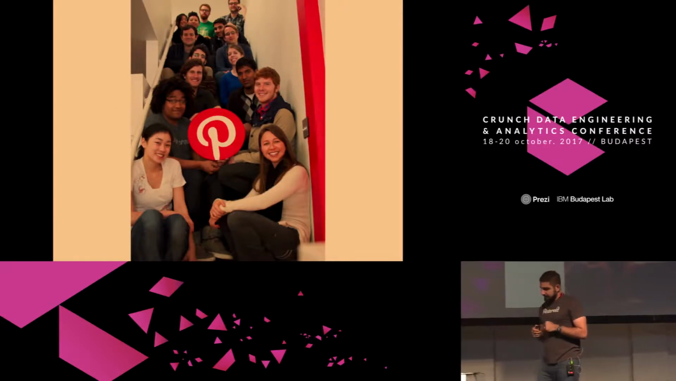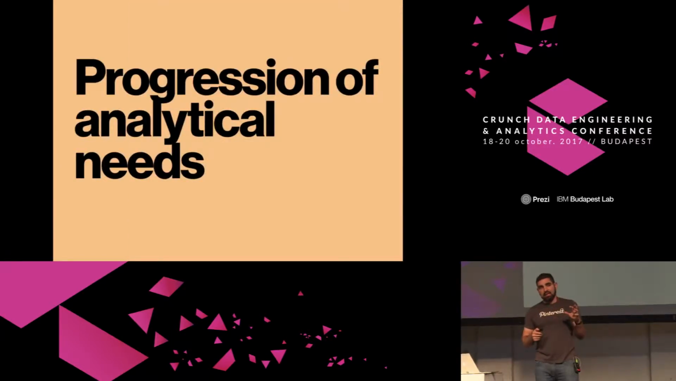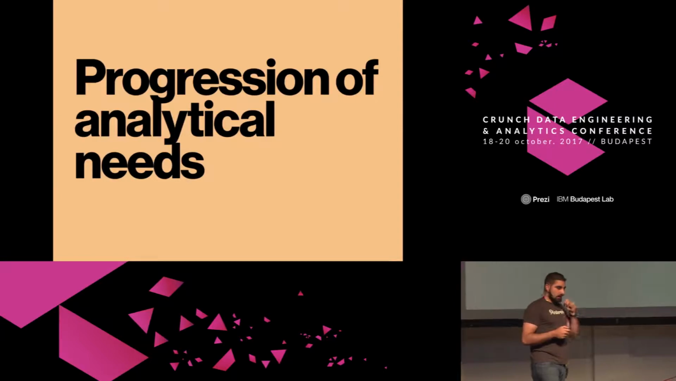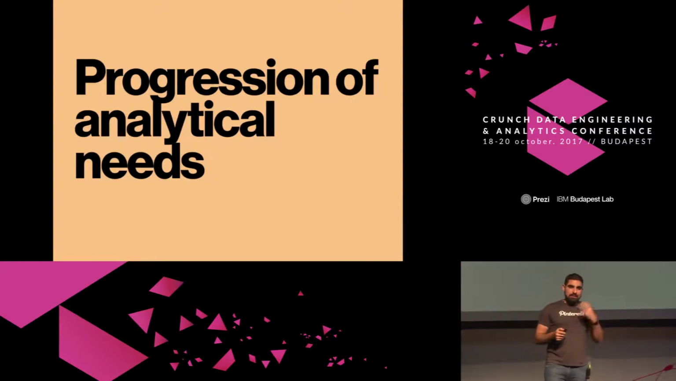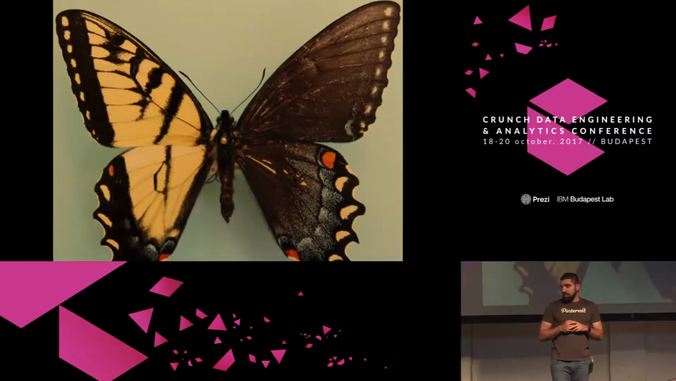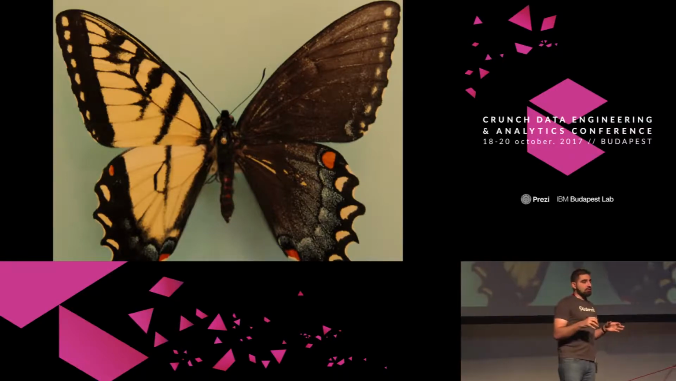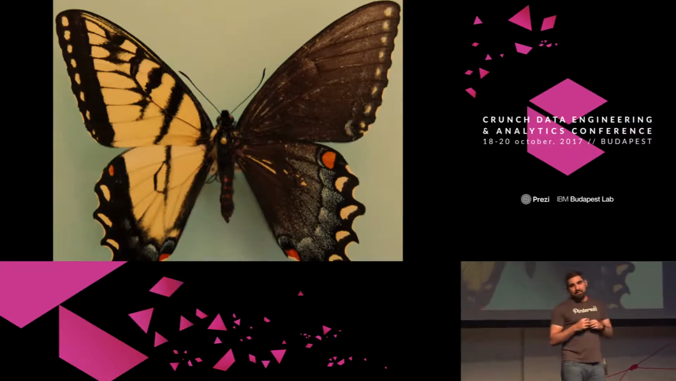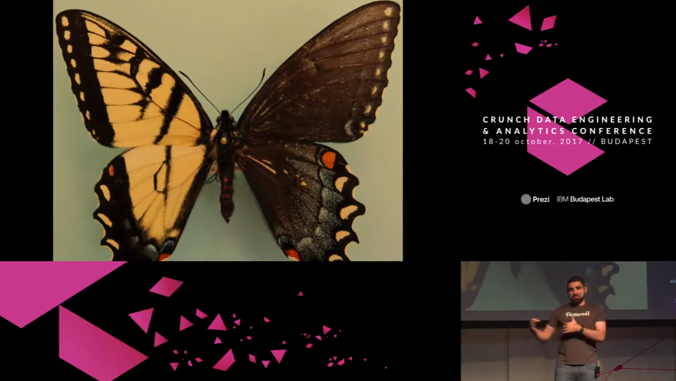So the talk will focus on the progression of analytical needs at an organization. There's a lot of other aspects we could talk about, like data engineering and the applications of data in the product. But this is going to be mostly about the progression of these analytical needs that an organization will have at various stages. So I'm going to be using a lot of examples from the Pinterest product to talk about the evolution of these themes.